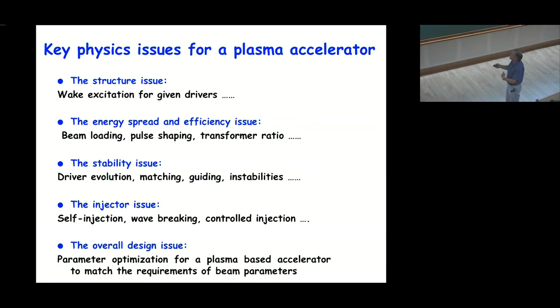So these are the key issues for plasma accelerators. We've still got to work on the structure issues, the wake excitation for different drivers. Each driver has different conditions that you require for the structure, etc. Energy spread is still a major issue, beam loading, pulse shaping, transformer ratios, etc. Stability issues, that's still a major problem. This one here, the injection issues: how are you going to inject? The self-injection, which was the wave breaking issue that I talked about earlier on. That's the wave breaking, controlled injection, shock injection. You've got ionization injection.